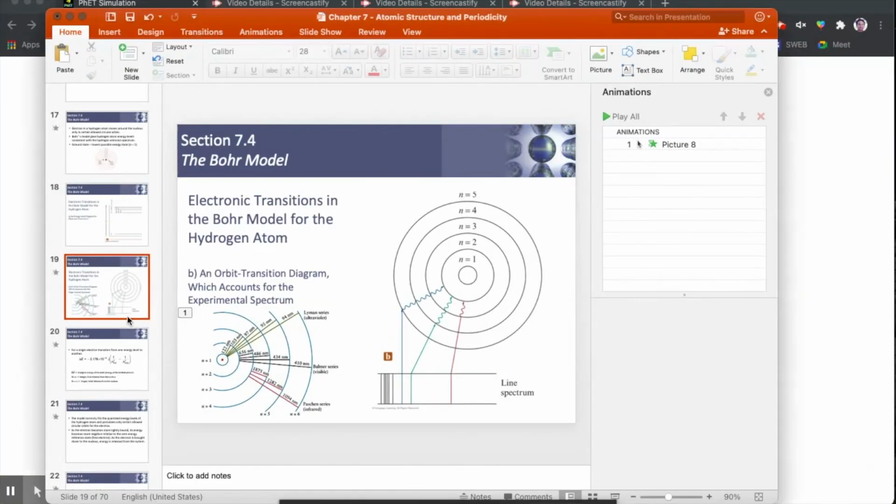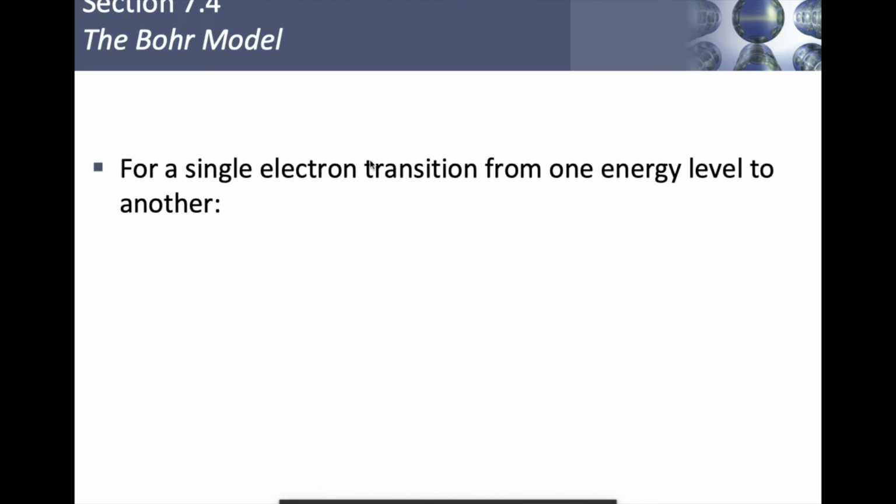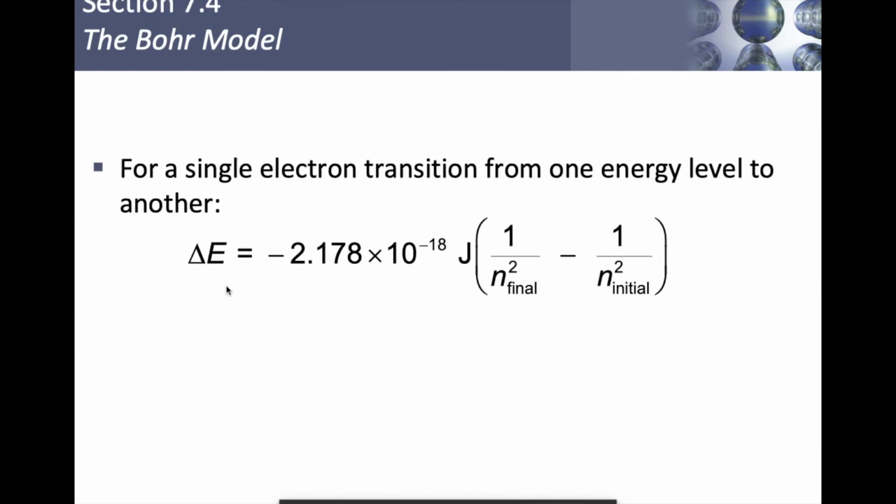Now, important to our situation is that for a single electron to transition from one energy level to another, that can be calculated. And the way that it works is by this. So this is the change in energy. It's equal to negative 2.178 times 10 to the negative 18 joules times 1 over n squared, being the final transition, minus 1 over n squared, meaning where did you start? The initial transition. That's what n is going to be.